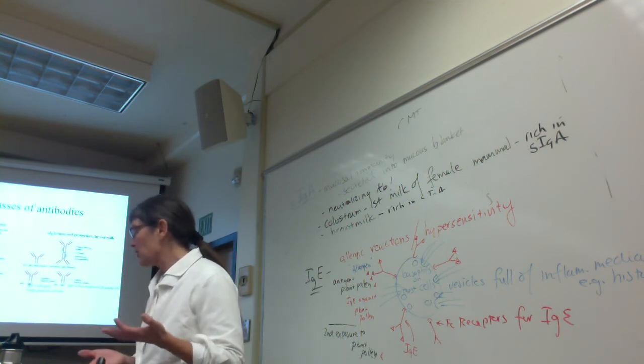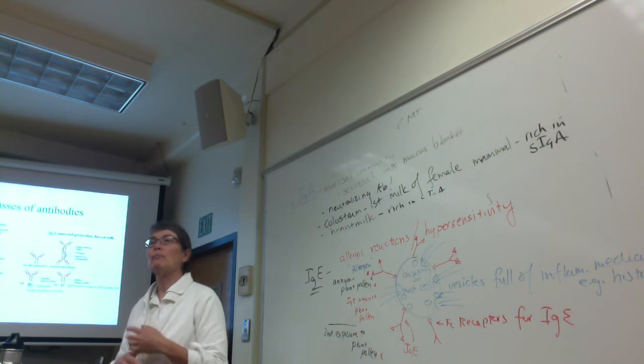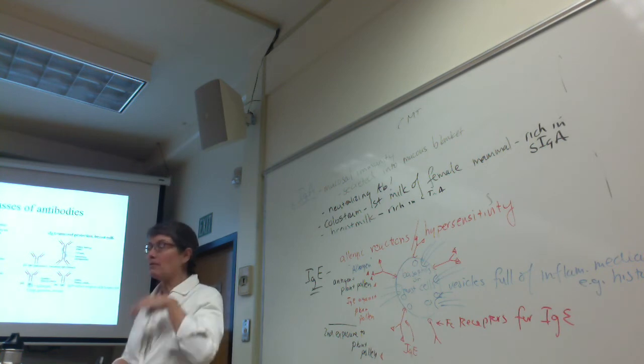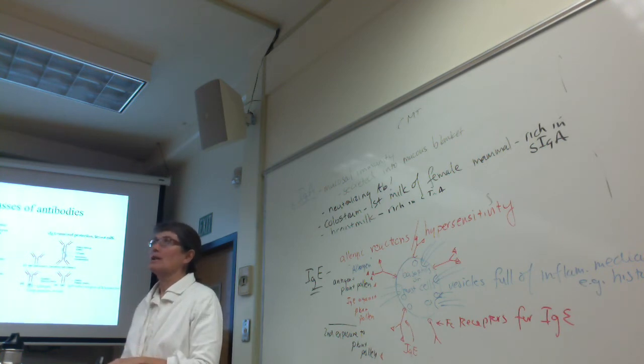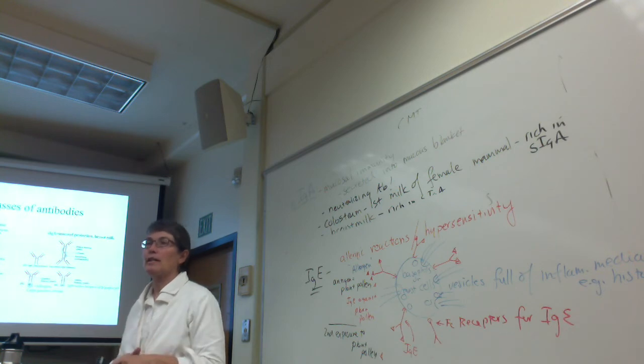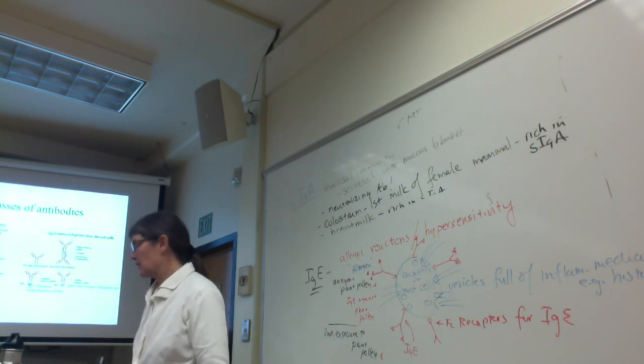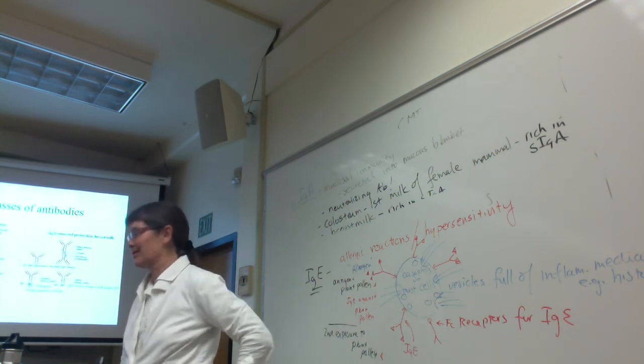They find it on the surface of B lymphocytes, so some people think it might be a B lymphocyte receptor. But you guys, I won't even ask it on the final exam, so we'll just leave it at that. There's enough other stuff here to remember.